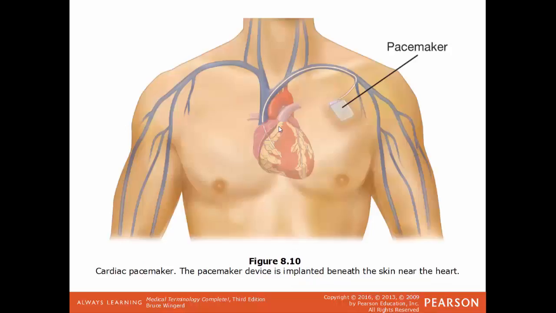In this image, we have an example of a pacemaker implanted just below the skin, usually just under the collarbone, either on the left-hand side or the right-hand side. And it will connect to the heart through a series of leads, depending on what that patient's particular needs are.